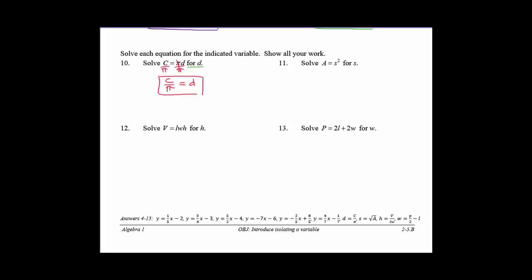In number 11, I have to solve for s. So I have to end up with s equals. So in this problem, I have to undo squared. What's the opposite of squaring? Well, that would be taking the square root. So if I take the square root on both sides, I get the square root of a equals s. And that is the answer to number 11.